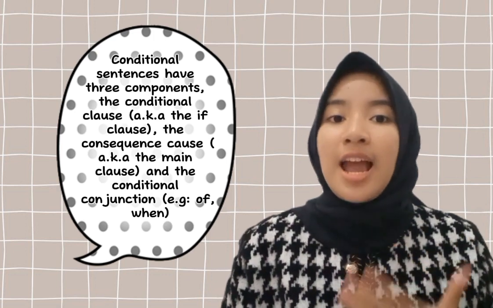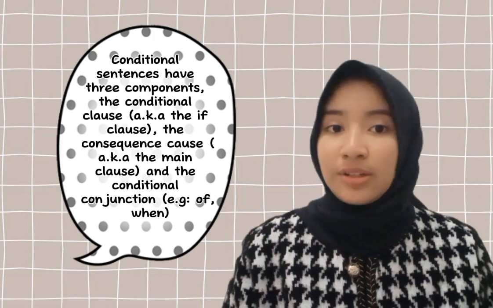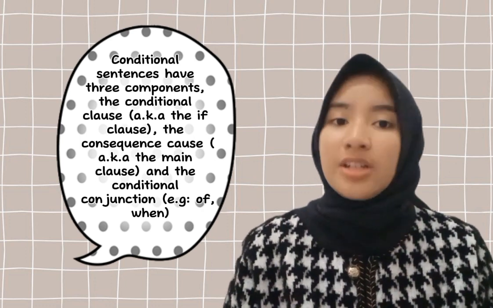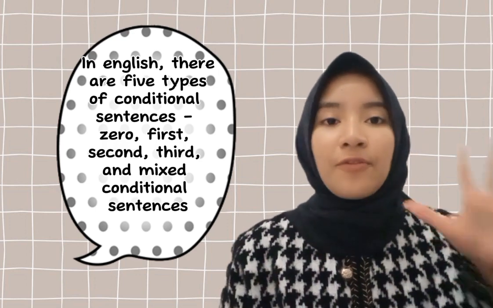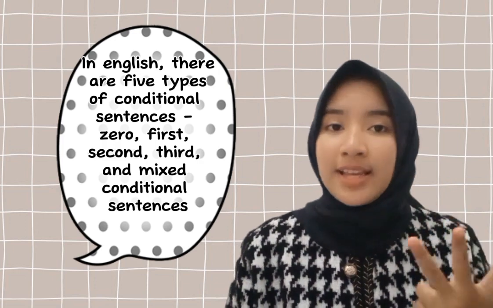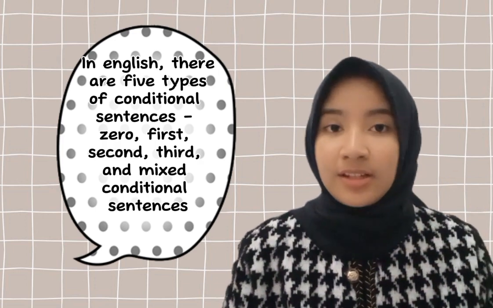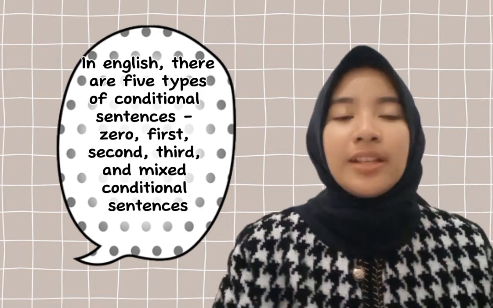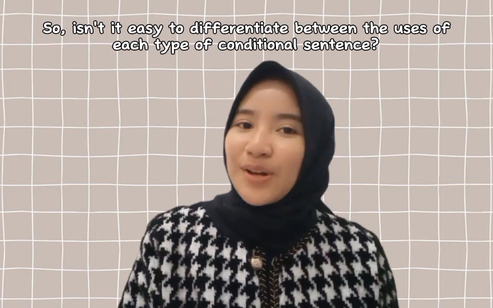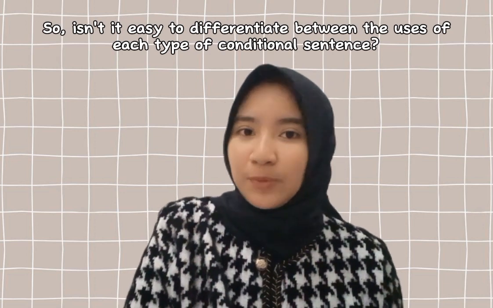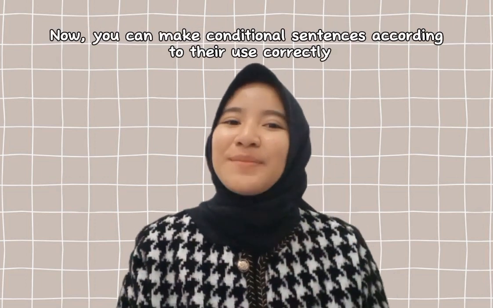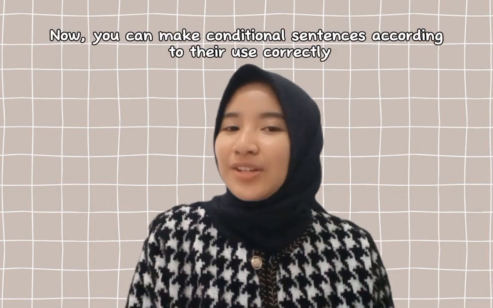Second, conditional sentences have three components: the conditional clause, the consequences clause, and the conditional conjunction. In English, there are 5 types of conditional sentences: 0, first, second, third, and also mixed conditional sentences. But in this video, we're not going to talk about mixed conditional sentences. So isn't it easy to differentiate between the uses of each type of conditional sentence? Now you can make conditional sentences according to their use correctly.